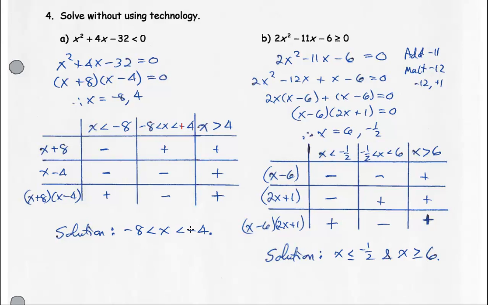I'm not sure why I had a negative there. We'll change that to a positive. So that's the solution. Values of x between negative 8 and positive 4 are what makes that less than 0.